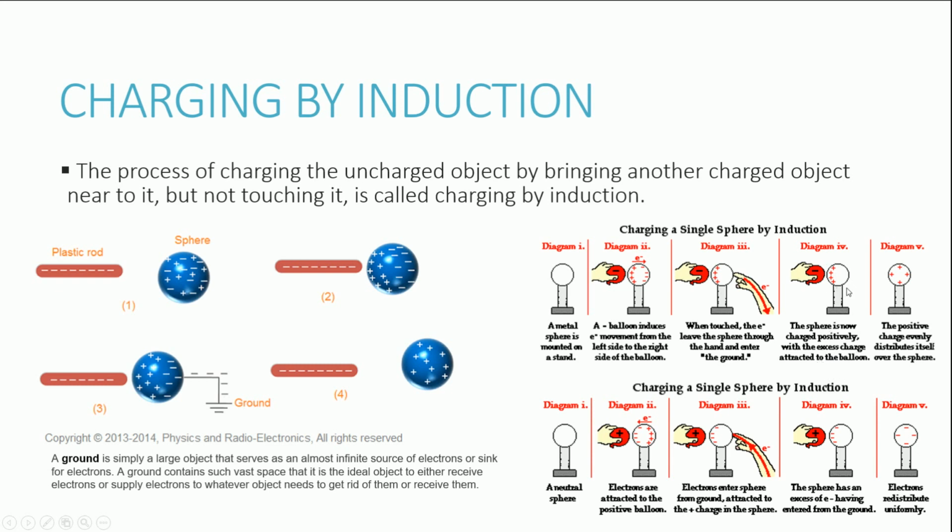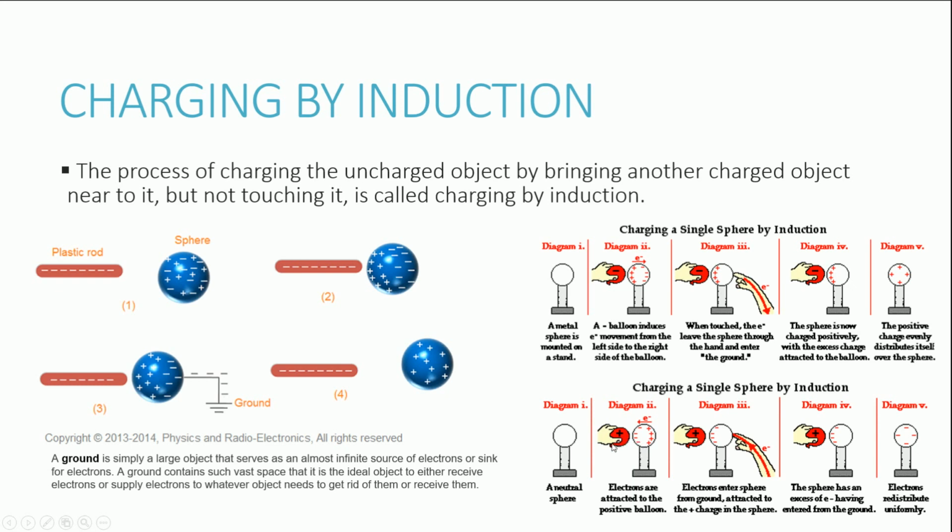You get rid of the balloon, then you get the positive charge evenly distributing itself across the sphere, which is exactly what happened over here. When you remove the rod from near the sphere, the positive charge redistributes itself and scatters across the sphere. But what if we did everything the other way around, and instead of a negative balloon, we use a positive balloon to induce charge? What will happen? So let's take a look. Exactly the same process, but the other way around.